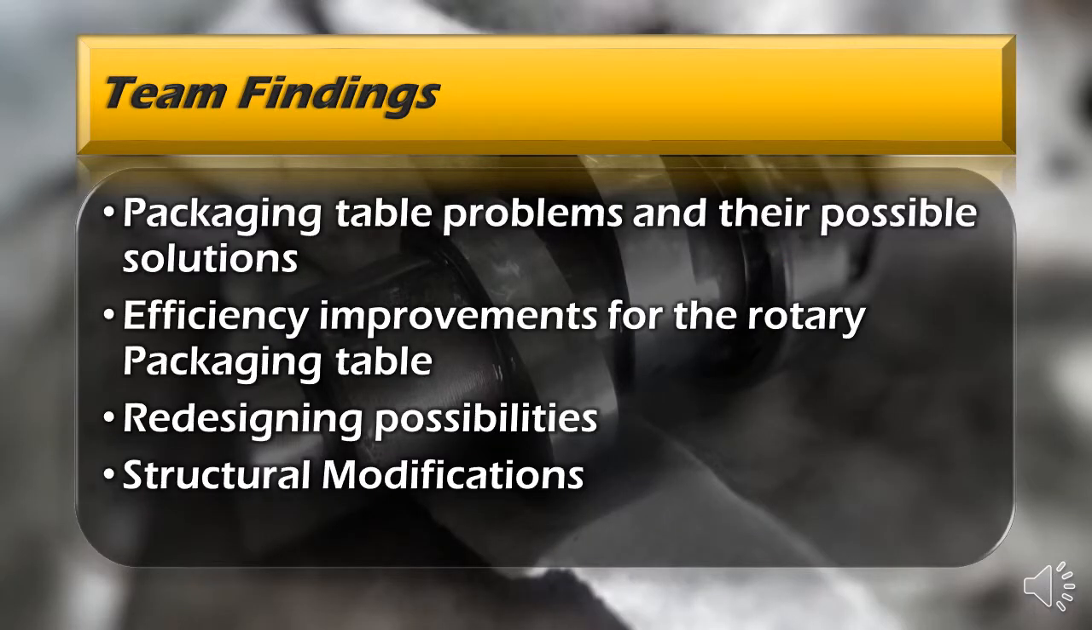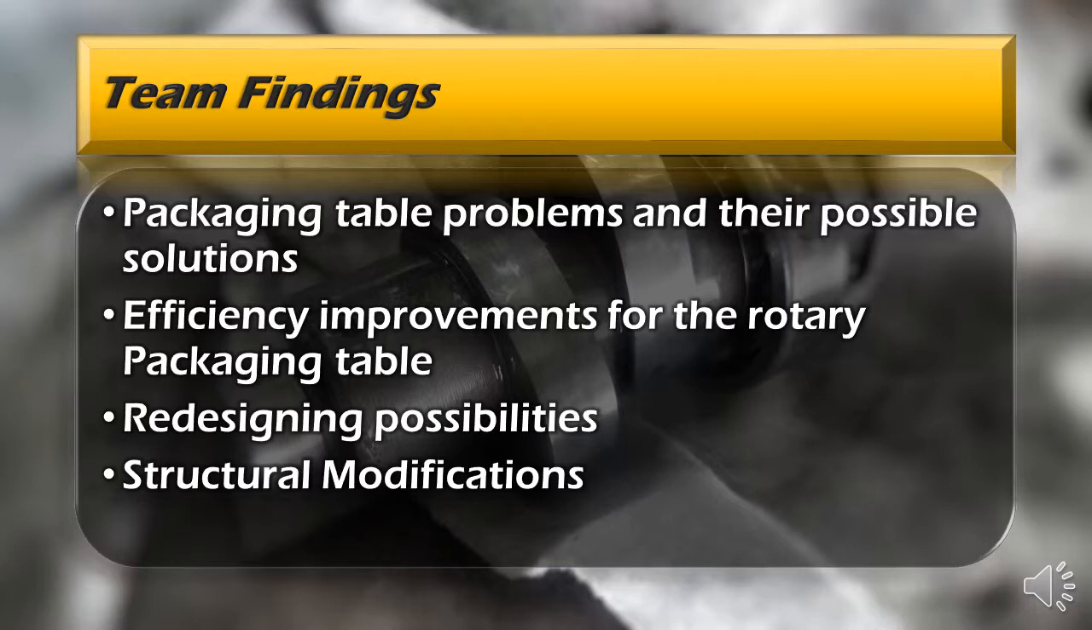Team findings, packaging table problems and their possible solutions. At first glance, it was noticed that the metal frame and some mechanical components were rusting. This meant that a more suitable corrosion-resistant paint should be used.